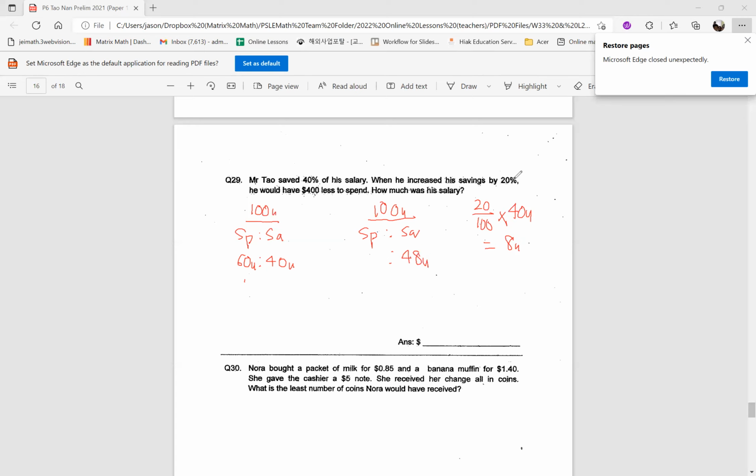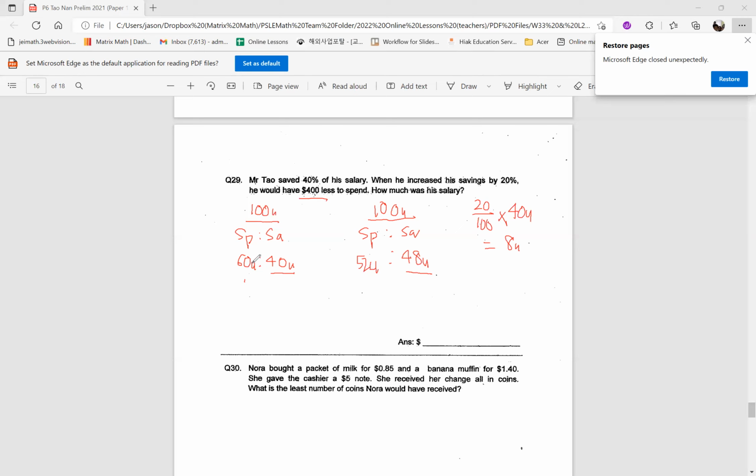So Danny, you cannot use 20% exactly equal to $400. It must be 20% of 40 units equal to $400. My answer is wrong. Yeah. So these 8 units is $400. It's not 20 units, $400. You see what I meant? It was 40 units savings, increased to 48 units. And this extra 8 units is this $400 less.